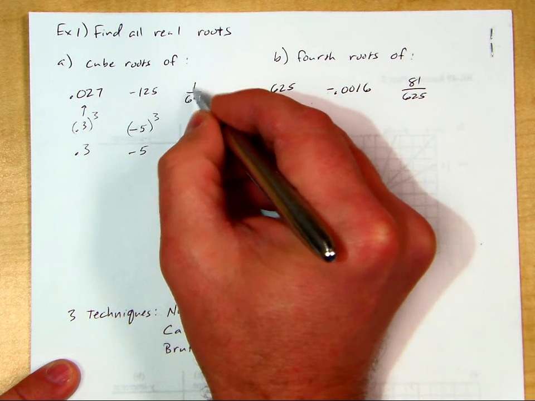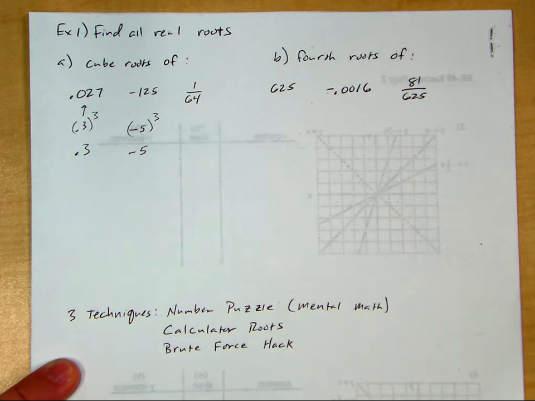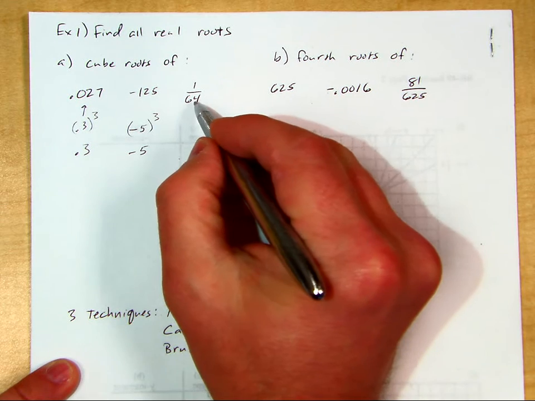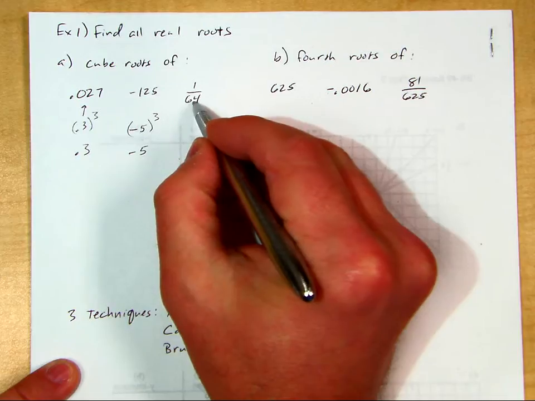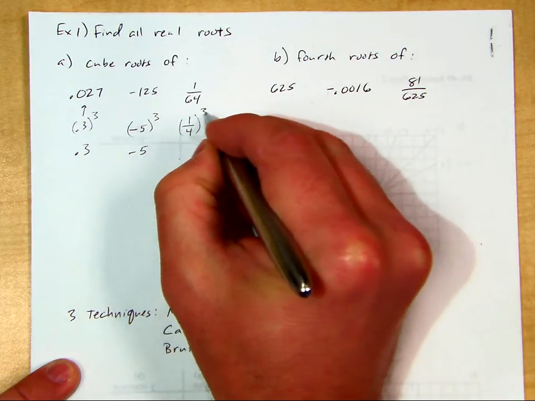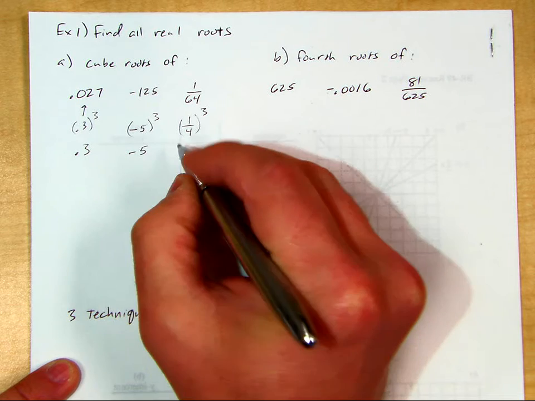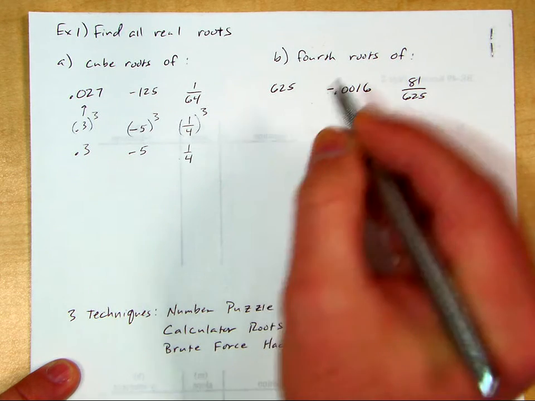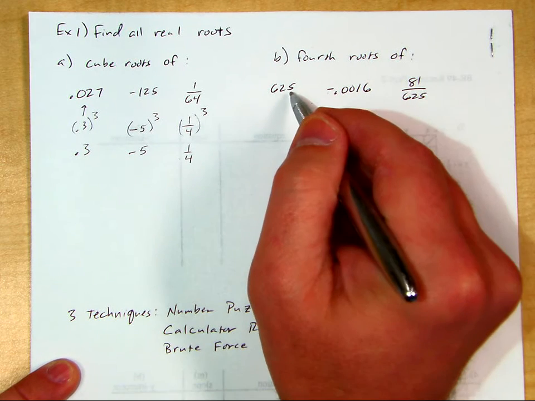For 1 over 64, I'm going to use the same kind of mentality. I know that 4 cubed is 64, so this must be 1 over 4 quantity cubed is going to be the cube root of 1 over 64. Okay? Now, fourth root of 625.